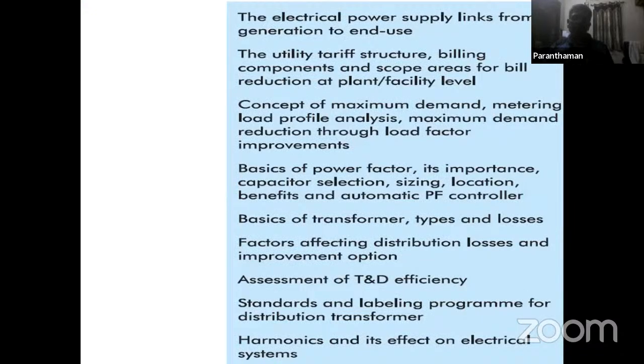The objectives of this chapter: we will be learning electrical power supply links from generation to end use, the utility tariff structure and all. We may be dealing with them today or not, because already it is 9:45. Concept of MD, maximum demand, and basics of power factor, basics of transformer, transmission losses, transmission distribution efficiency. That's all.